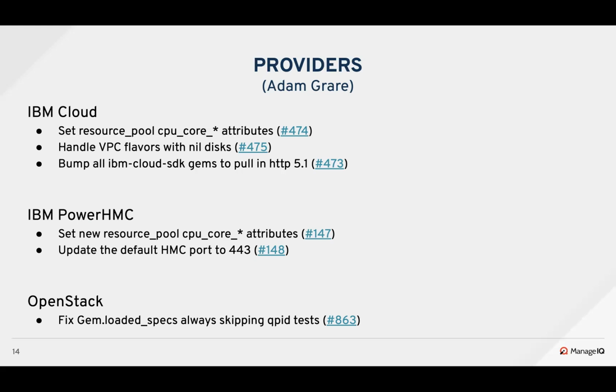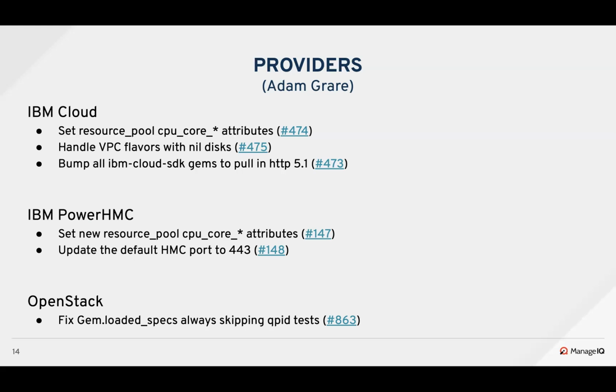We also bumped all of the IBM Cloud SDK gems to a newer version that'll allow us to pull in the latest version of the HTTP gem, which we were wanting to upgrade to in order to fix some other issues. For HMC, like we said, we updated the resource pools to set the CPU core attributes. Jay also updated the default HMC port to be 443. The older port is still available, but is going to be deprecated in an upcoming version, and 443 has been available for a while, so that's the recommended path for HMC.